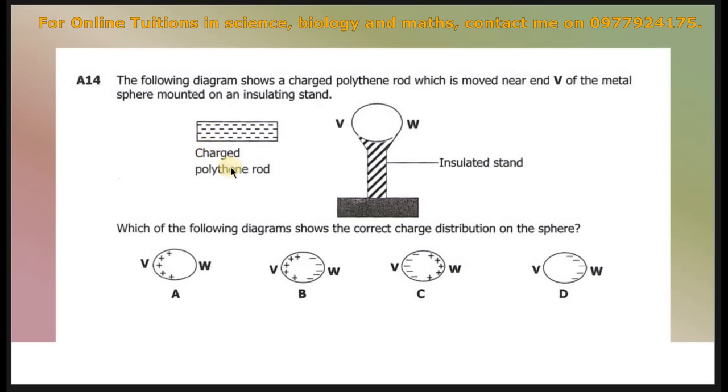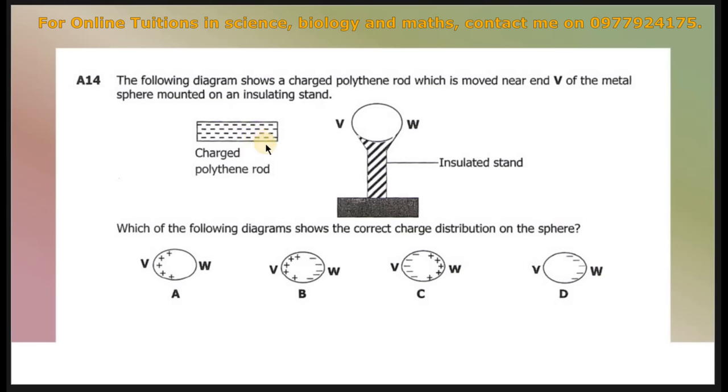Then this is a charged polythene rod, charged with a negative charge. Those minuses are negative charge. Then which of the following diagrams shows the correct charge distribution on the sphere? The correct charge distribution on the sphere. So you must understand the law of electrostatic induction, that like charges repel and unlike charges attract.